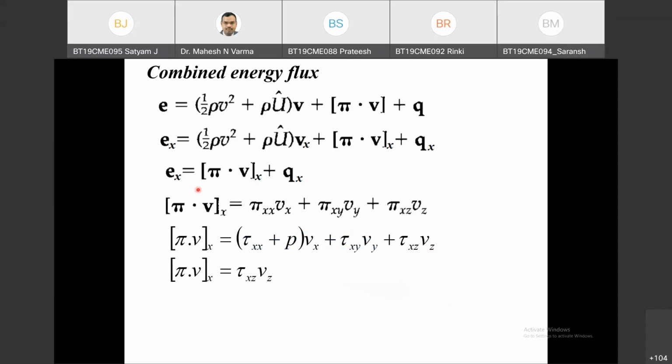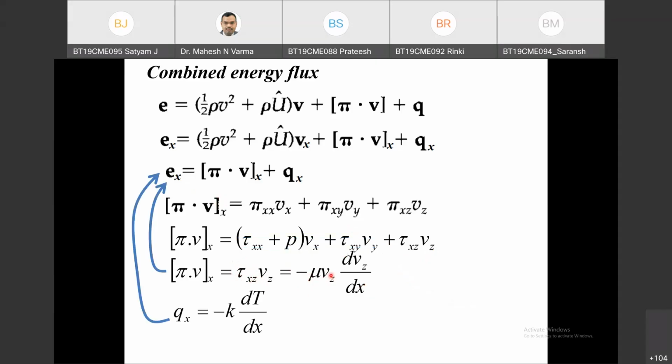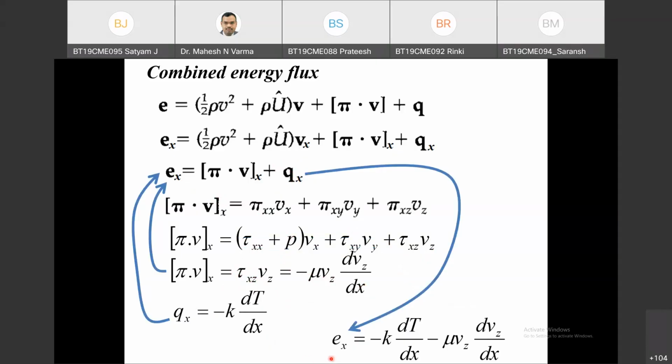So overall, this combined energy flux will be equal to this, substituting the Fourier law of heat conduction here. So substituting Newton's law of viscosity, and this is Fourier law of heat conduction for this conductive energy flux. So total energy flux Ex will be equal to minus k dT by dx minus mu dVz by dx. This will be combined energy flux.